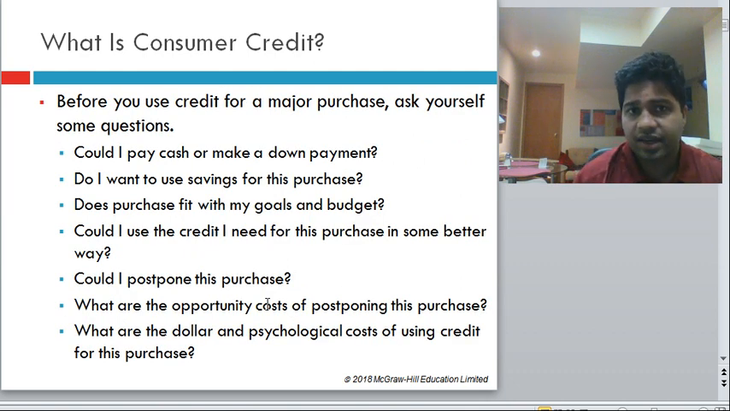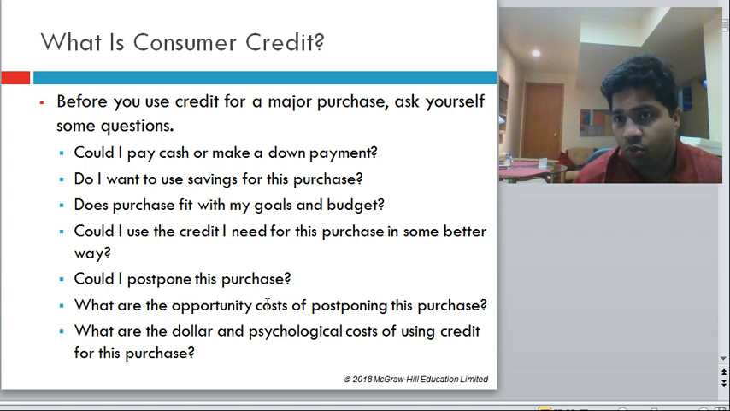So before you use credit for major purchases, ask yourself some questions. Could I pay cash or make a down payment to reduce my loan? Do I want to use savings for this purpose? Does the purchase fit with my goals and budget? Am I going overboard? Am I buying something that is not needed? Could I use the credit I need for this purchase in some better way? Could I postpone this purchase until I have enough savings to buy it in cash? What are the opportunity costs of postponing this purchase?